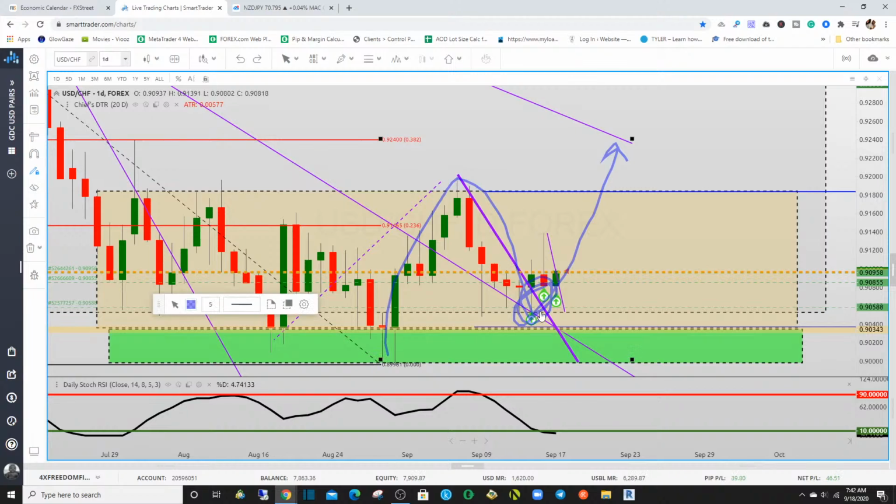I need to erase all of this stuff right here. Okay, so overall, we're looking at this move. We have a counter trend line break towards the top side. The market is in the buy zone.